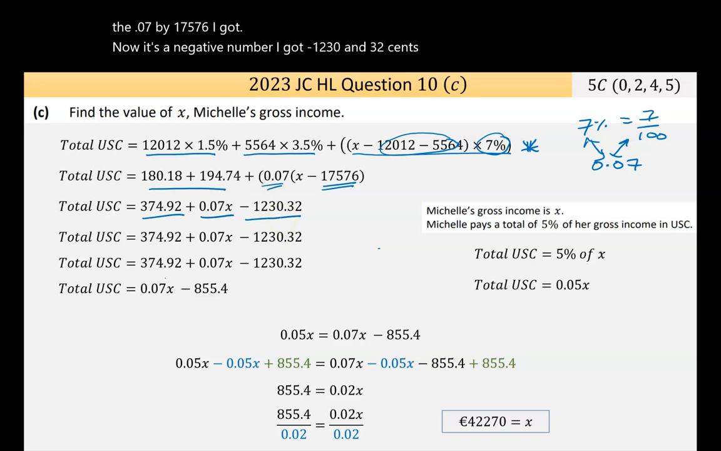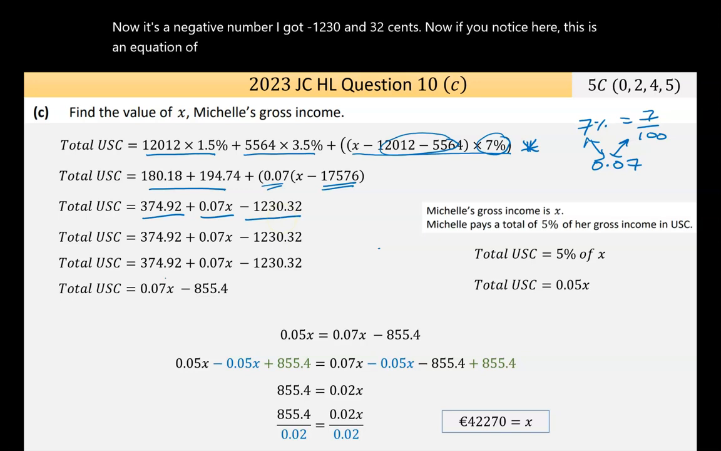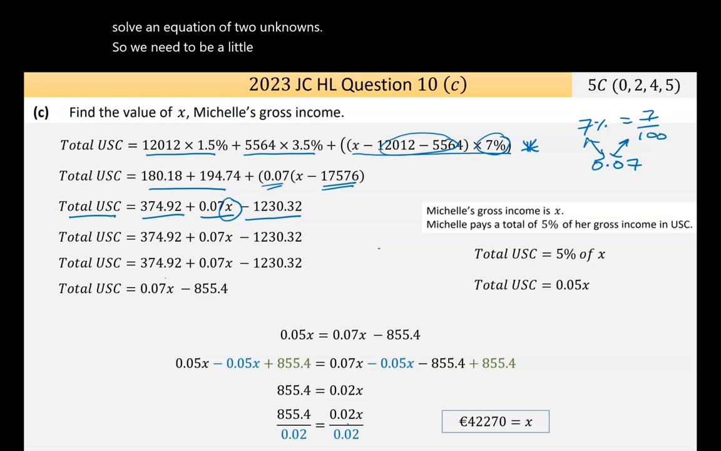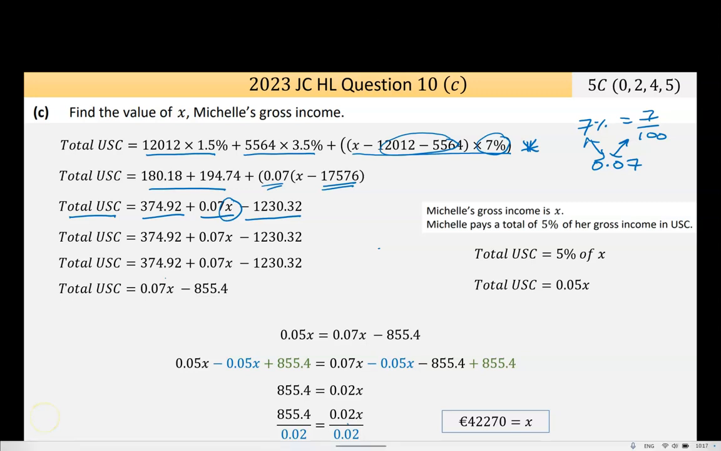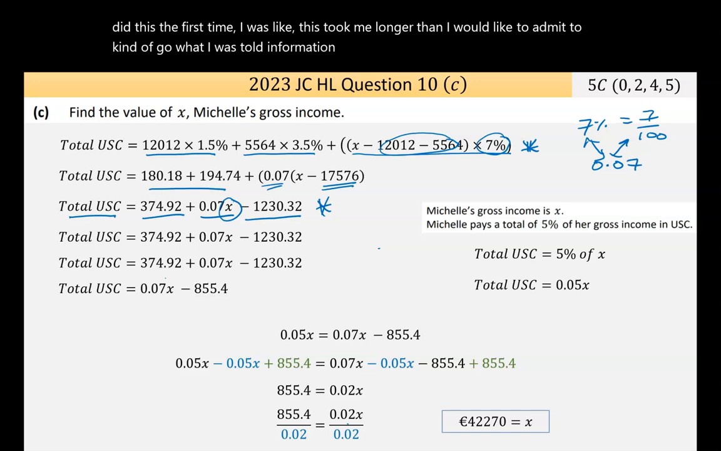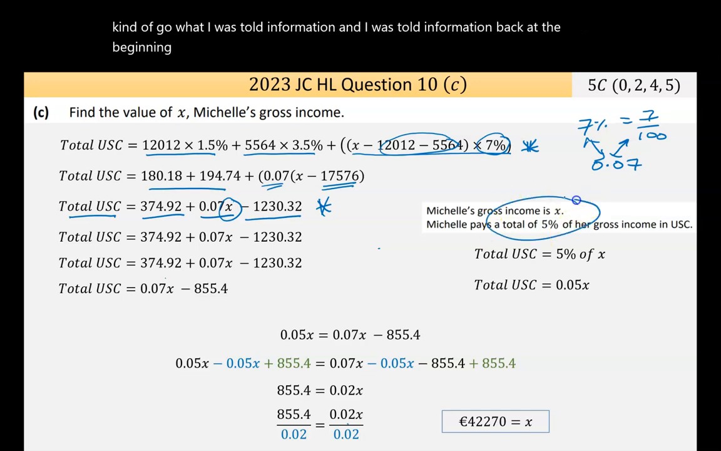Now, if you notice here, this is an equation of two unknowns, okay? The total USC and our value of X. So we can't solve an equation of two unknowns. So we need to be a little bit smarter about this. And it's entirely possible that a few people would get absolutely stuck here. And when I did this the first time, this took me longer than I would like to admit. I was told information back at the beginning. That's why I put this in here.